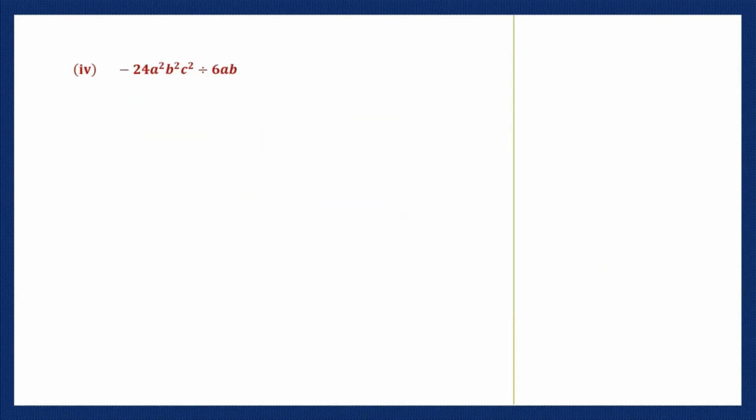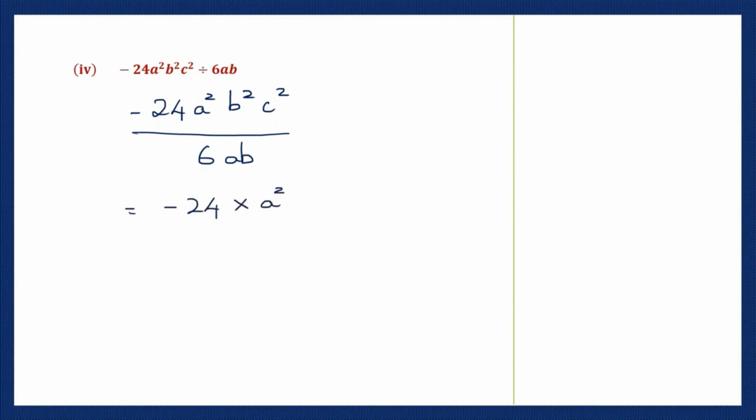Question 4. So here we have minus 24 a square b square c square divided by 6ab. So that is going to be minus 24 into a to the power of 2 into b to the power of 2 into c to the power of 2 divided by 6 into a into b. So when a and b are by themselves, it's understood it is to the power of 1. We're going to use the exponent law.